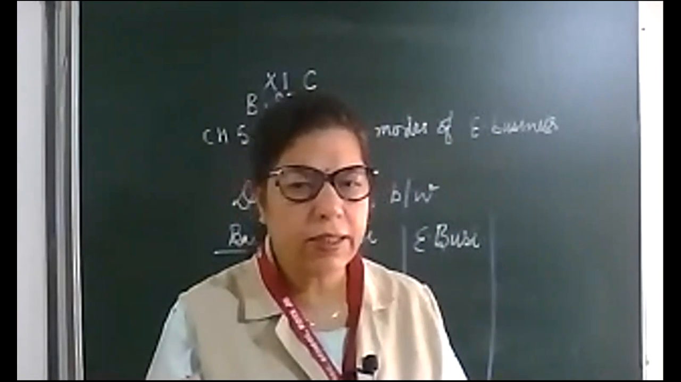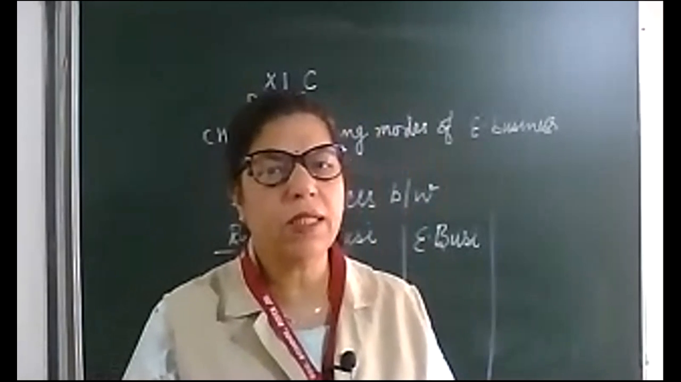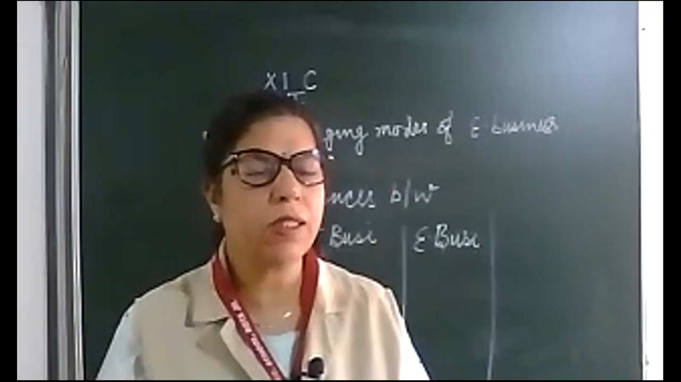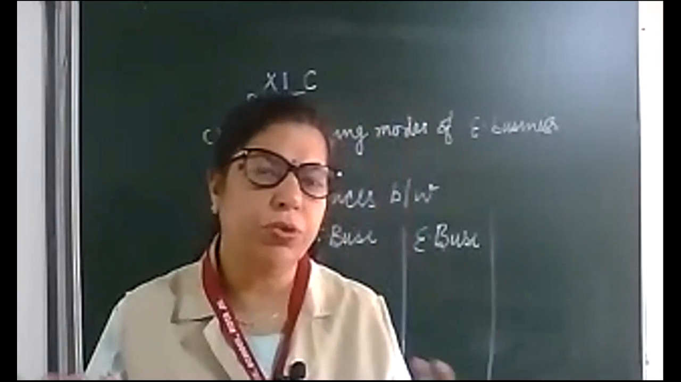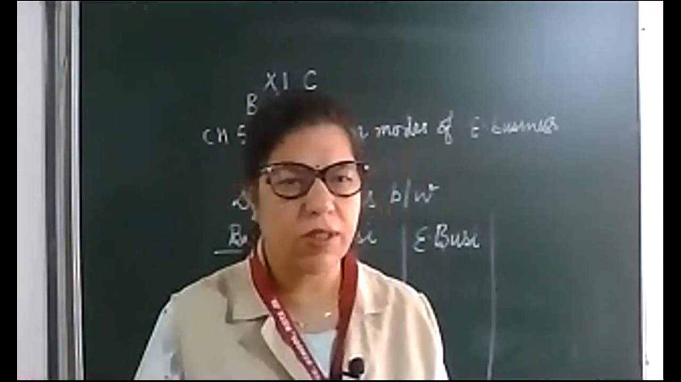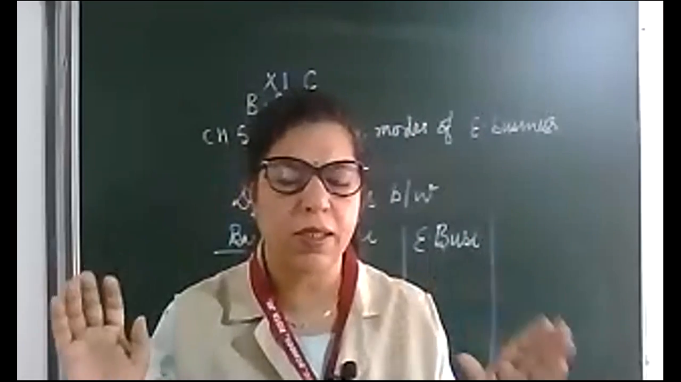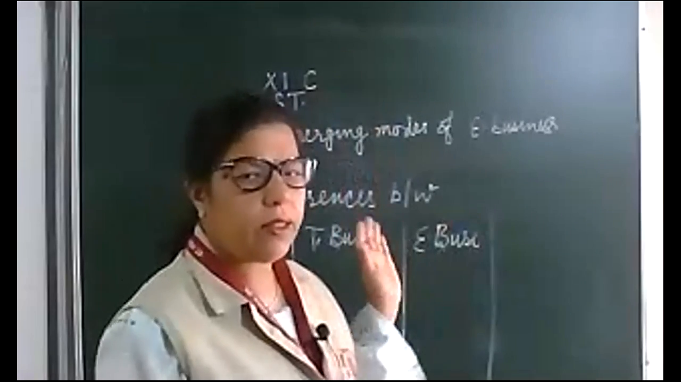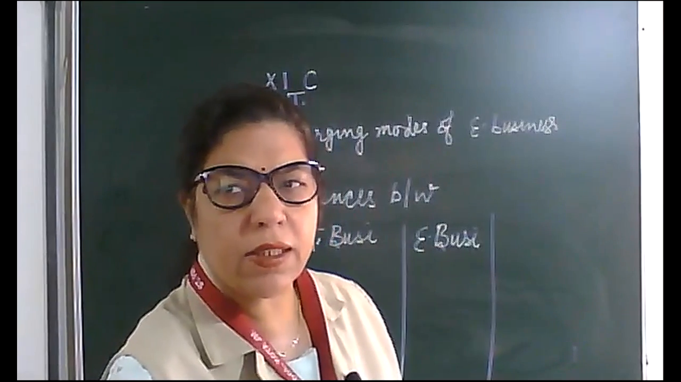First of all, in this chapter, what is e-business? E-business means the business through electronic modes or business through internet. Emerging modes means new and advanced technology in business, that is e-business. And the next topic is scope of e-business. What are the types and scope of e-business? Then the differences between traditional business and e-business.